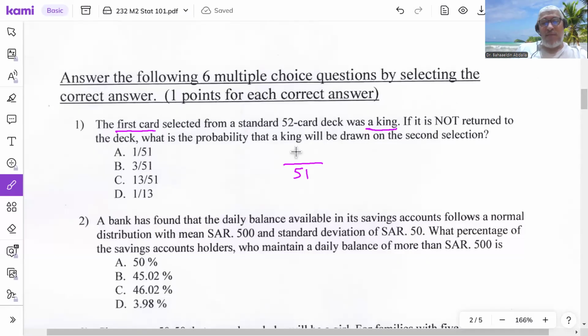Now, how many kings are left? We selected one in the first draw and we did not return it. So there are 3 kings left because there are 4 kings in total in the deck. So that's the answer, 3/51.